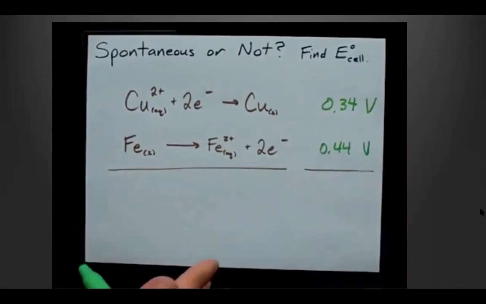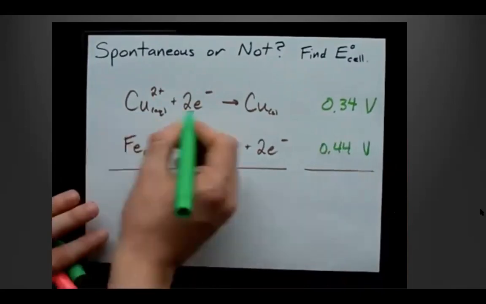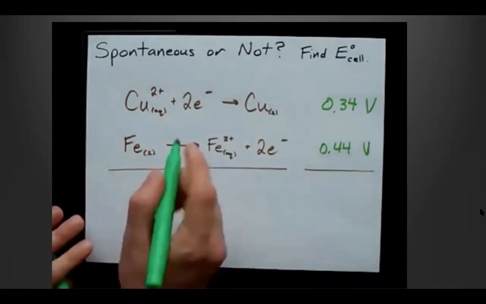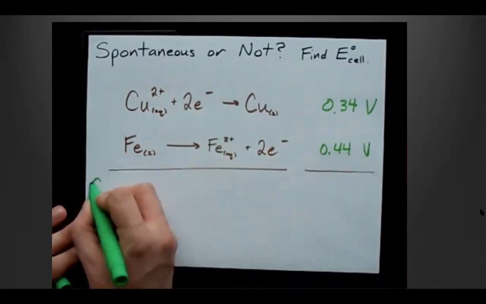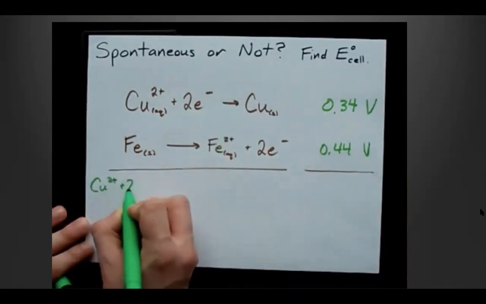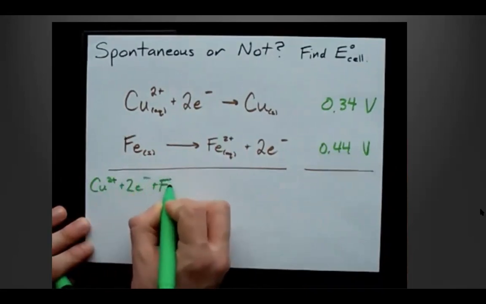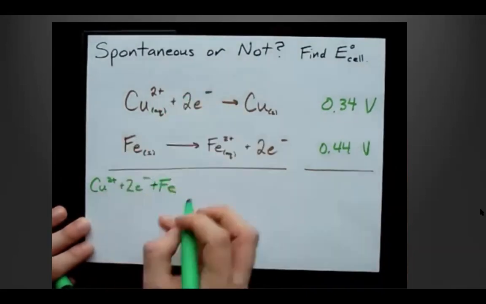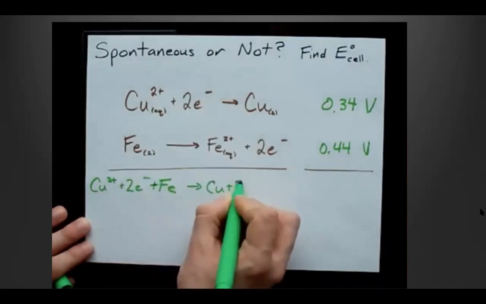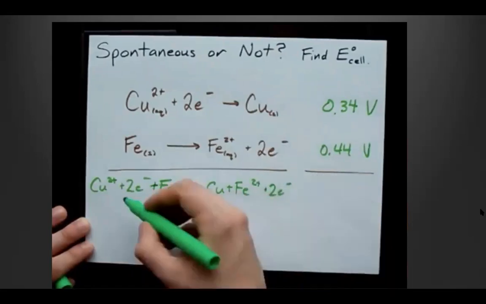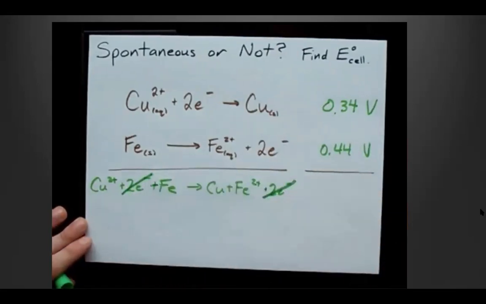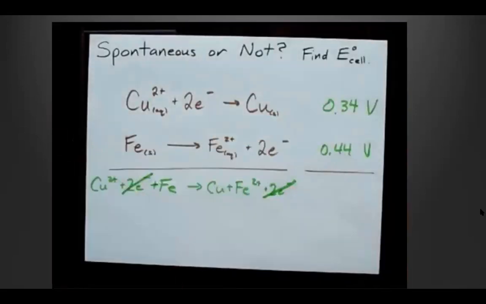Now, what's important to note here is that when I add these two reactions together, I have 2 electrons on the left and 2 electrons on the right. Copper 2+ and 2 electrons and Fe solid all on the left becomes copper and Fe2+ and 2 electrons all on the right. But 2 electrons on both sides will cancel each other out, and I'm left with the overall reaction for the cell.